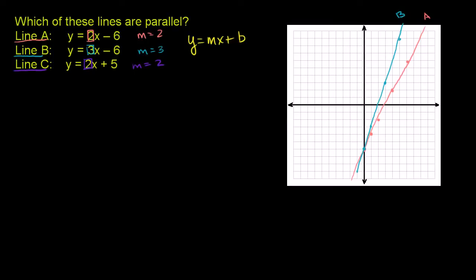And then finally, let's look at line C. The y-intercept is 5. So 0, 1, 2, 3, 4, 5. The point 0, 5 is its y-intercept. And its slope is 2. So you increase by 1 in the x direction, you're going to go up by 2 in the y direction. If you decrease by 1, you're going to go down 2 in the y direction. You're going to have a bunch of these points.